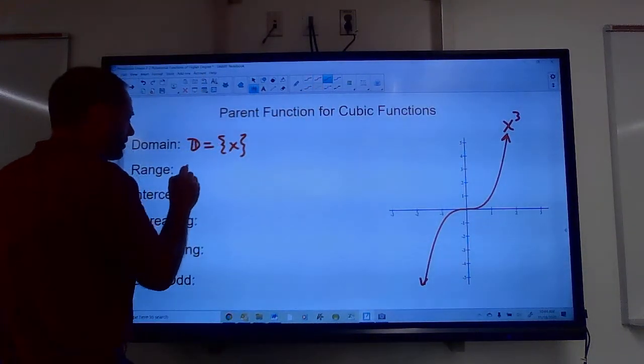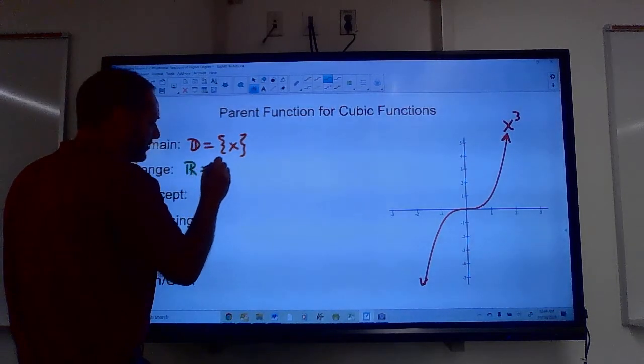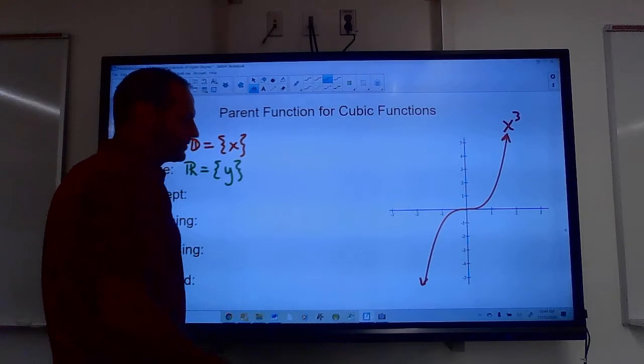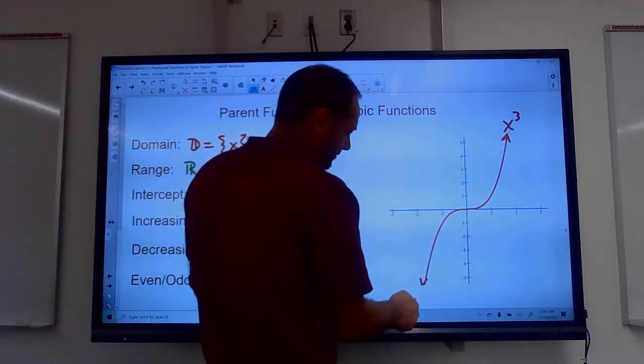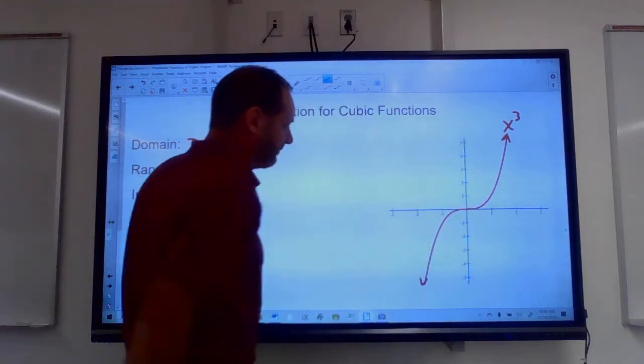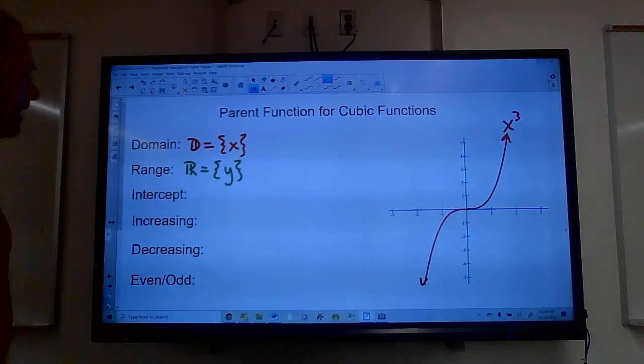The range. The range is also all real numbers. It's all the y's because it goes to negative infinity down here. It comes up to 0, and then it goes up to positive infinity up there. So the domain and the range are both all real numbers.